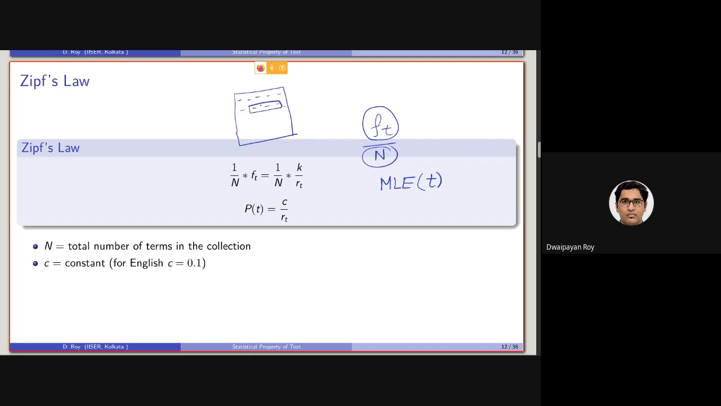Let's say this. If I consider this as an urn, and I draw some terms out of this urn, what is the likelihood that I will be seeing a t? This is basically the maximum likelihood estimate of t, this part. And here, this part can be taken together, which will again be a constant, considering N as constant for all the terms, of course. Essentially, this c, where c is basically K by N, is considered 0.1 for English.